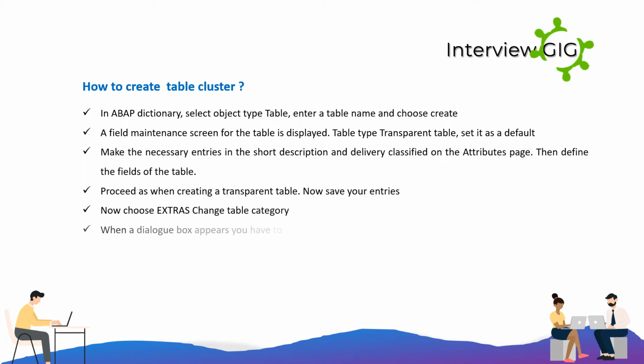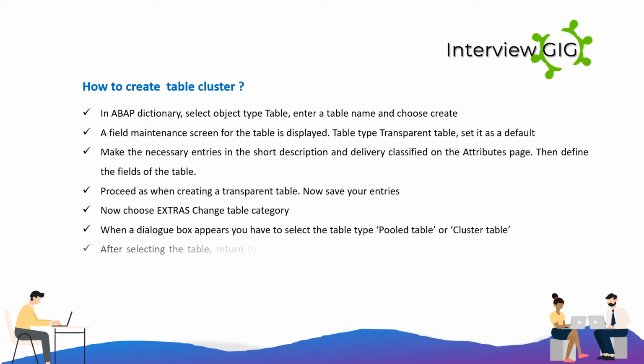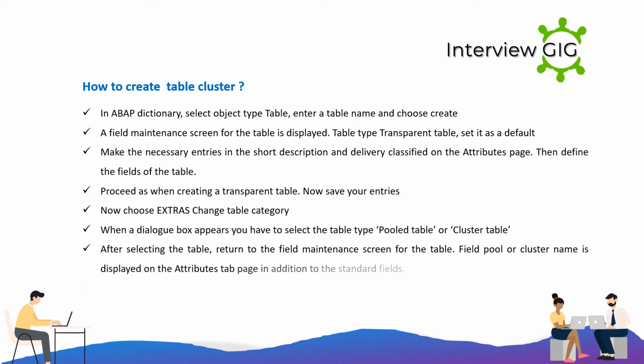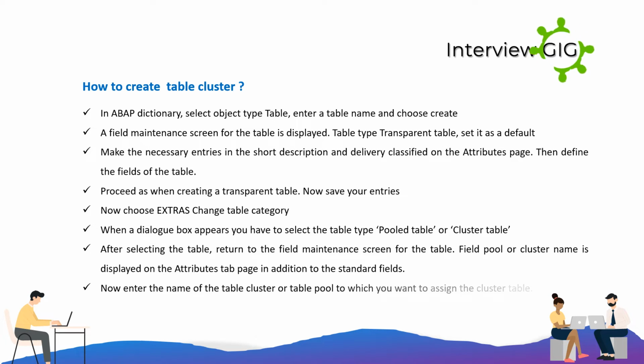Now save your entries. Now choose Extras, change table category. When a dialog box appears, you have to select the table type, pooled table or cluster table. After selecting the table, return to the field maintenance screen for the table. Field pool or cluster name is displayed on the Attributes tab page in addition to the standard fields. Now enter the name of the table cluster or table pool to which you want to assign the cluster table.